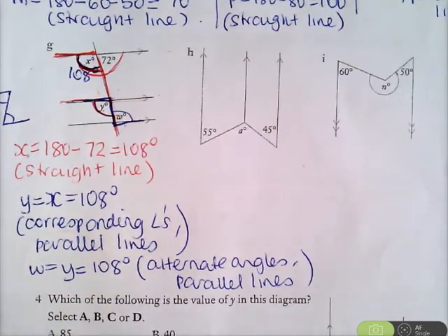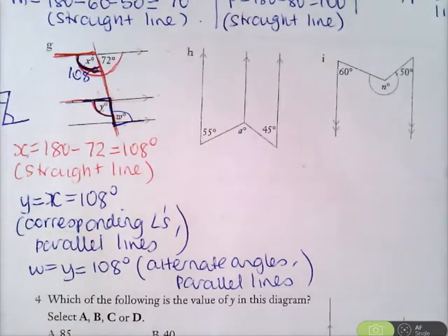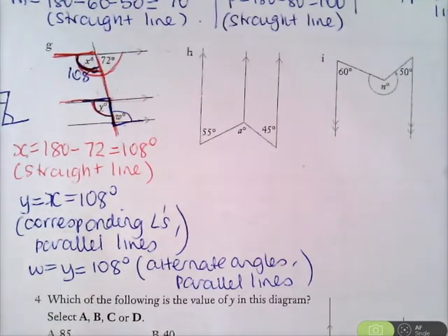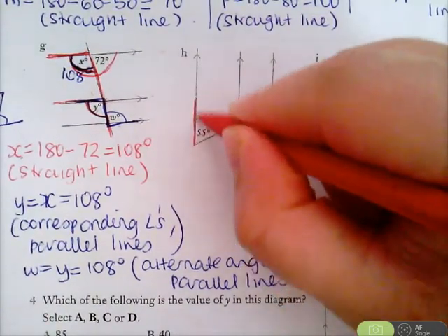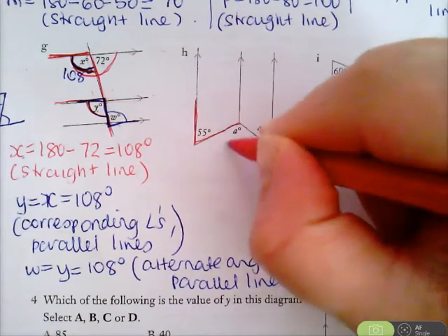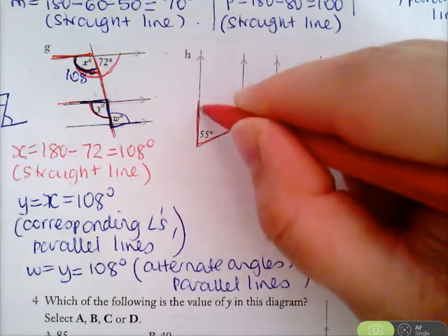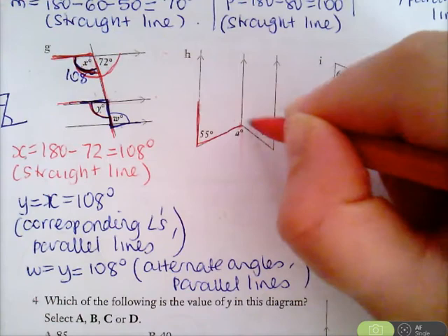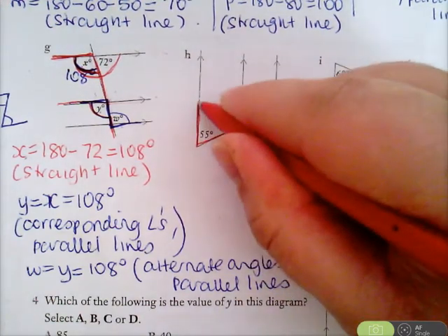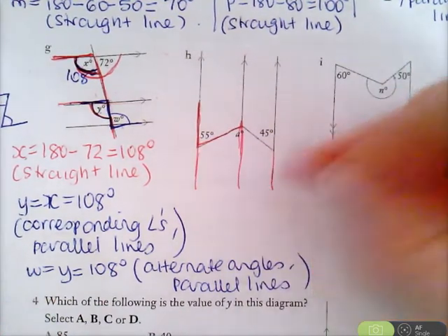Okay. Now look, the next problem is quite tricky, but it's not too bad. What we can do is, I'm trying to work out this A. I can extend this line down here, or I can work out this bit and that bit, but I'm going to extend the line. So I'm going to extend all these parallel lines down. You're allowed to do that.